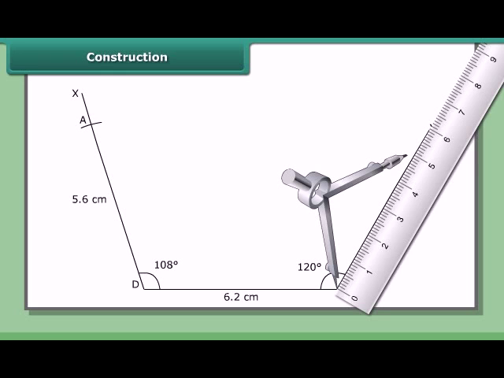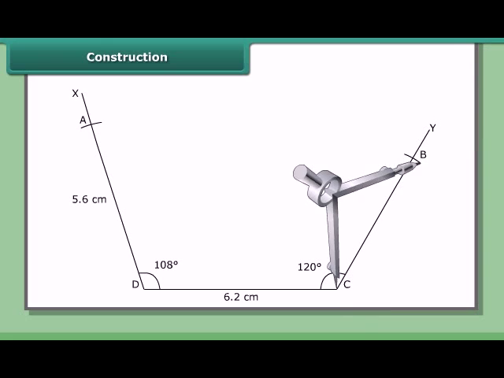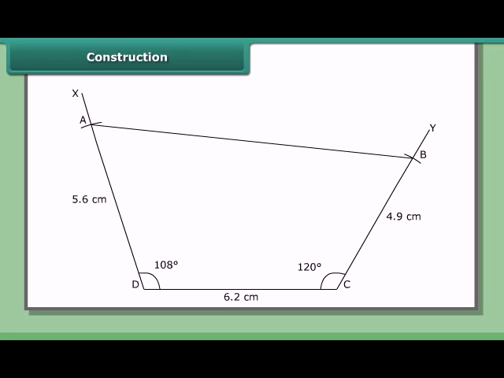5. With C as center and radius as 4.9 cm, cut off CB as 4.9 cm on the ray CY. Join AB. Then ABCD is the required quadrilateral.